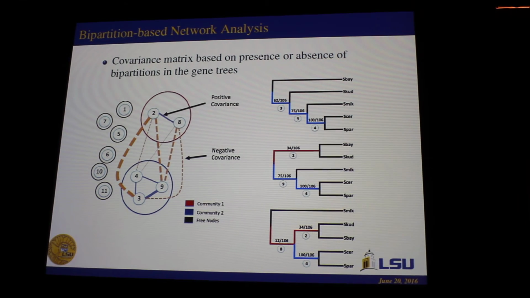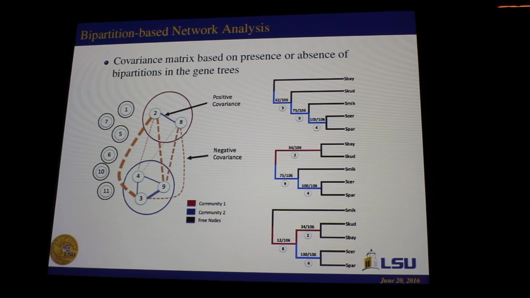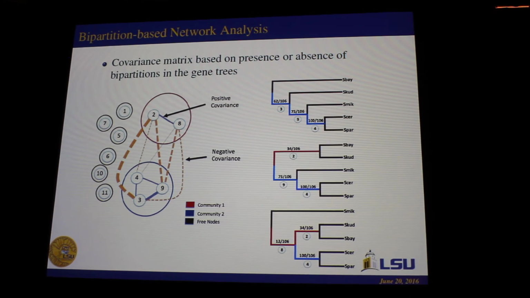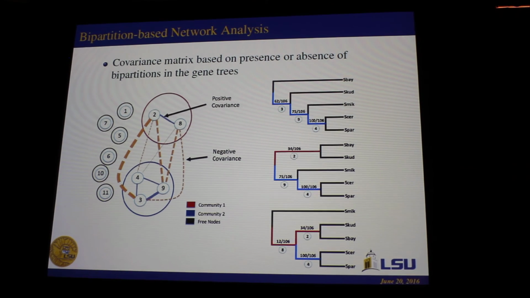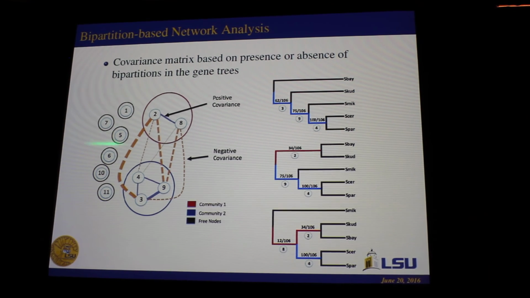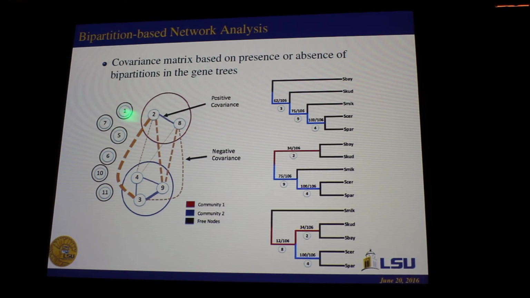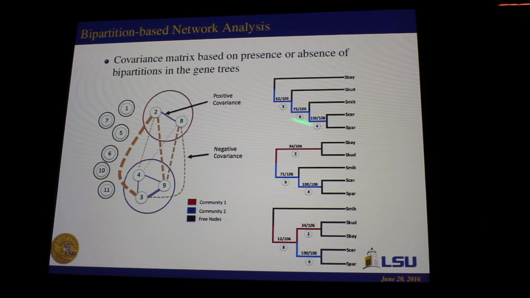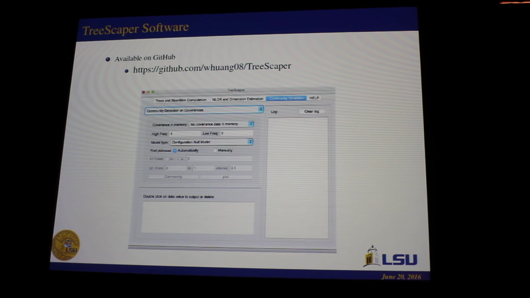In particular, we calculated the covariance matrix based on the presence or absence of the bipartitions, and then applied the community detection method. We have some bipartitions which appear either in all trees or in only a small number of trees. So those are the singletons shown in the left figure. And also we have two communities with bipartitions which highly support the species trees.